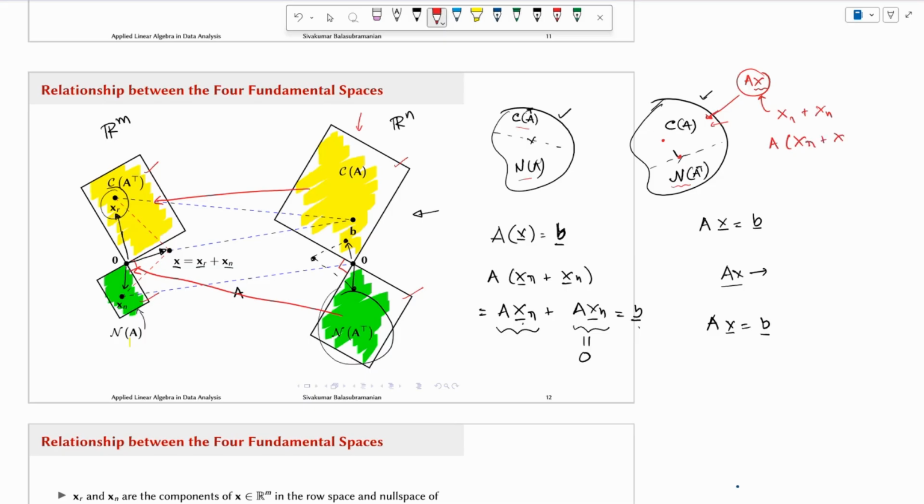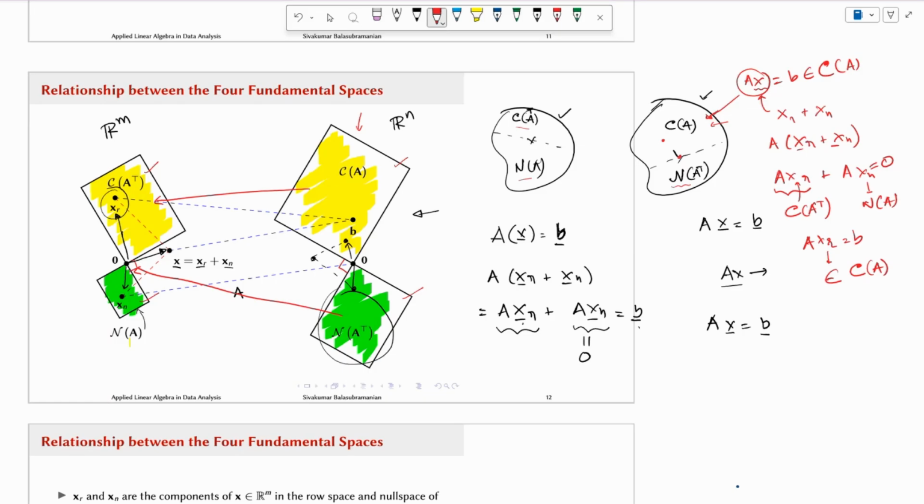XR, XN. If you multiply this out, XN is from the null space of A, and XR is from the row space of A. We know AXN is equal to 0 because it's from the null space. That means if this was some B, which belonged to the column space of A, then AXR is also equal to B. And of course, this belongs to the column space of A.